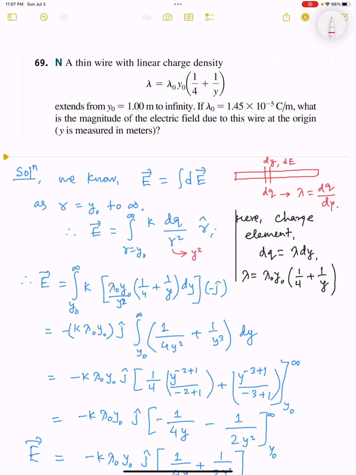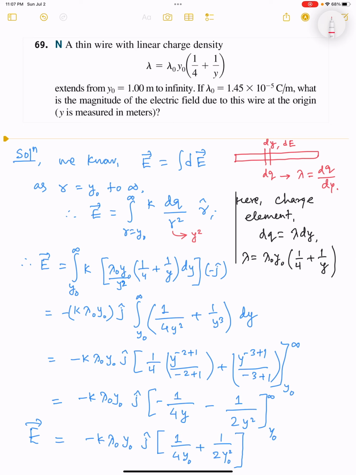So when lambda naught is 1.45 times 10 power minus 5 coulomb per meter, we have to find the magnitude of electric field due to this wire at the origin. So y is measured in meters.